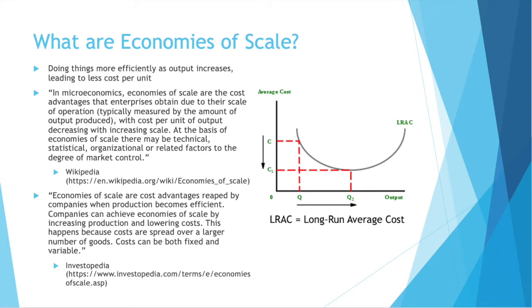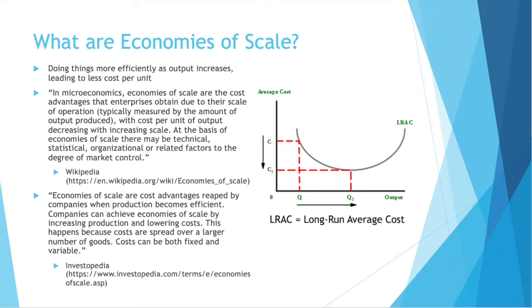In microeconomics, economies of scale are the cost advantages that enterprises obtain due to their scale of operation, typically measured by the amount of output produced, with cost per unit of output decreasing with increasing scale. At the basis of economies of scale, there may be technical, statistical, organizational, or related factors to the degree of market control. And that definition was pretty similar to doing things more efficiently as output increases, leading to less cost per unit. Here's another definition.